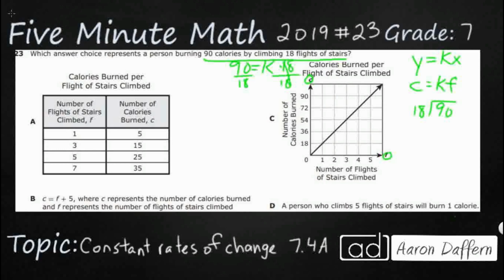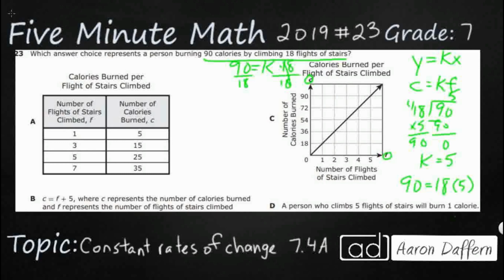Well, I know 9 goes into 90 10 times, and I know 9 times 2 is 18. So I'm going to take a guess here. I don't really know my 18s, but that's actually going to work. Look at that, 5. It looks kind of big, but it's just 5. So my k, my constant, equals 5. For every flight of stairs, I'm going to burn 5 calories. So I ended up burning 90 calories because I climbed 18 flights of stairs, and I multiplied it by our constant of 5.